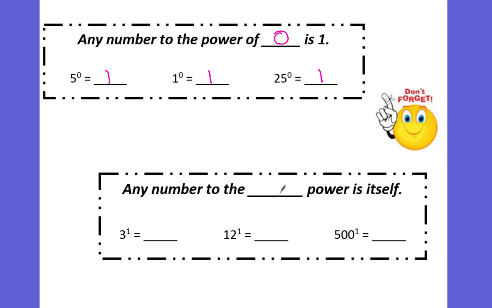And any number to the first power is going to equal itself. 3 to the first power equals 3. 12 to the first power equals 12. 500 to the first power equals 500. Doesn't matter what the base is. If the power or the exponent is a 1, then it's going to equal the base itself.